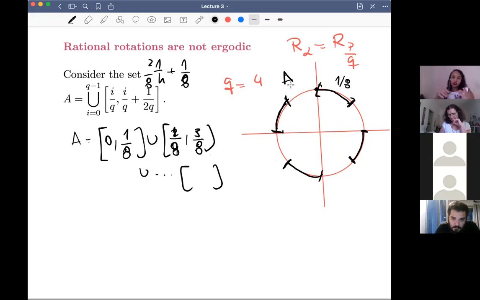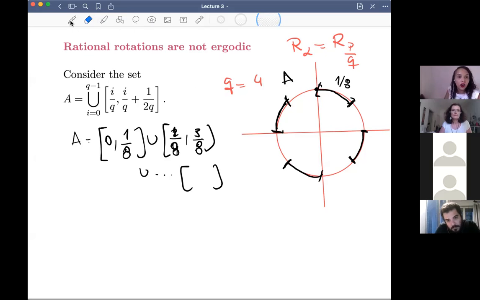If Q is not equal to 4, then you always have Q arcs, with the length of 1 over 2Q. The length of the arcs that I define, we'll have the union of Q arcs, and if you do the computation, each length is 1 over 2Q. Okay, in our case, it's 1 over 8. Fine. So what is the measure of this set?